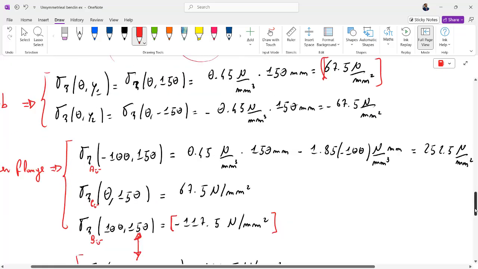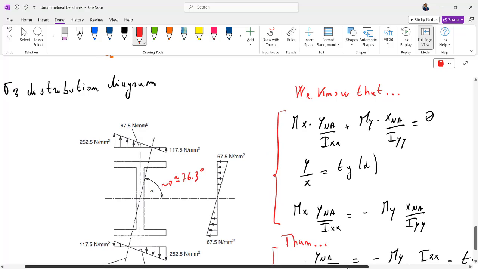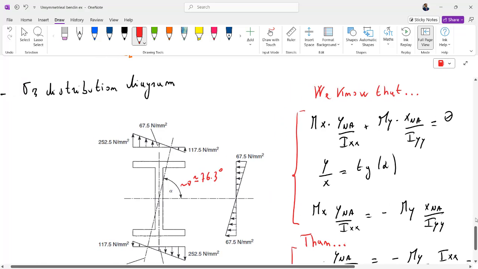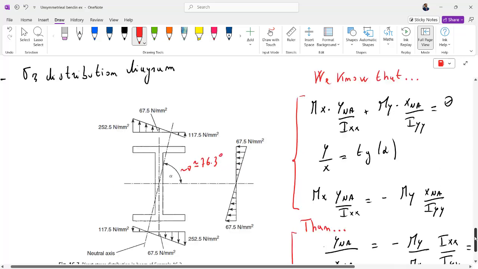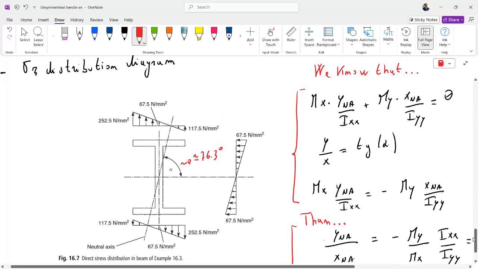So sigma ZCL is opposite of sigma ZCU, and sigma ZBL is opposite to sigma ZAU. Okay, so now we can see finally the sigma Z distribution taken from the Megson book. So we have this distribution of the bending stress along the upper and lower flange. So this is upper flange, lower flange, and this is the distribution along the web.